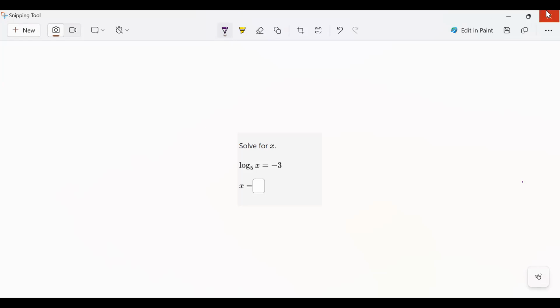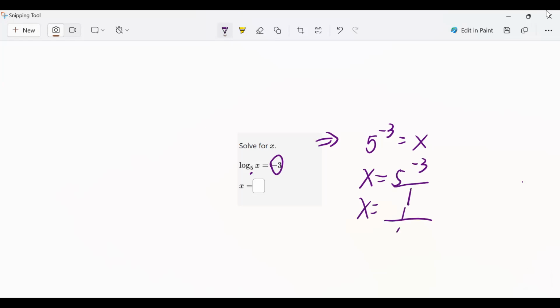Okay, let's go over the solution. So you turn it back as 5 to the negative third equal to x. So base to this power equal to x. And so basically x equal 5 to the negative third. So we just make a fraction, flip it, become 1 over 5 cubed. 5 cubed is 125, so the answer is 1/125.